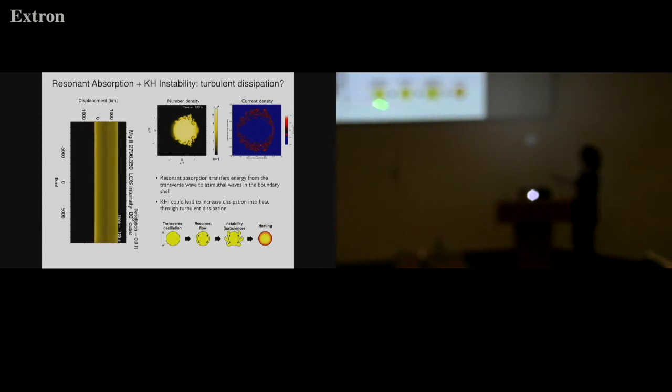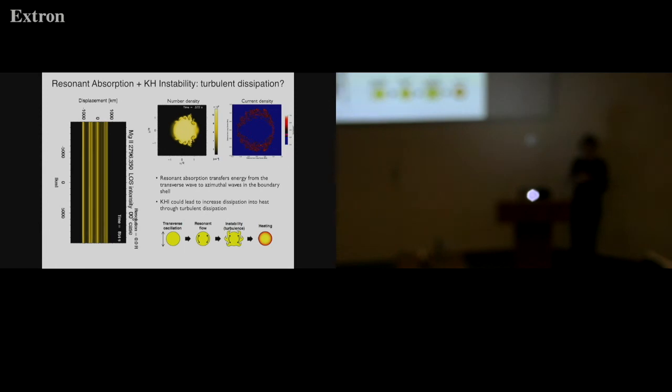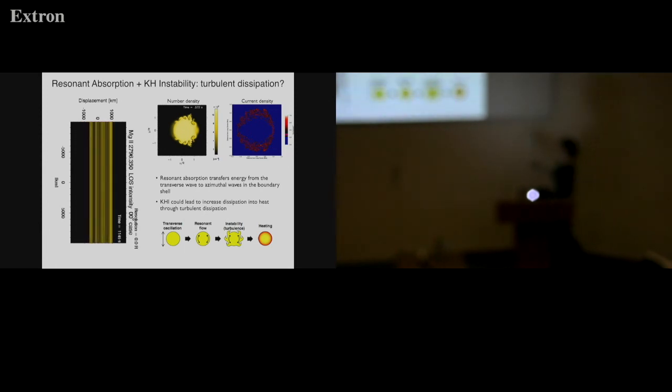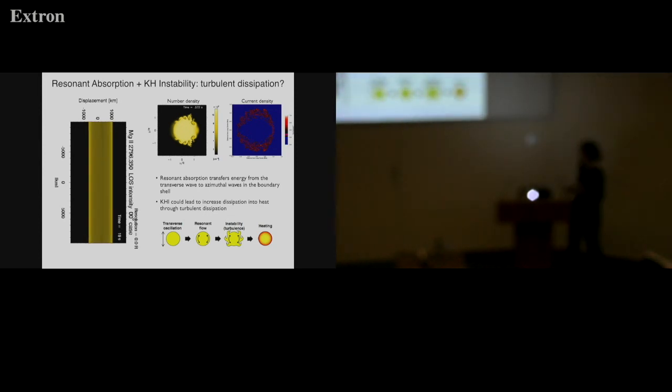So we've talked about this bit already. You get a transverse oscillation of the loop. Because of resonant absorption or mode coupling, you excite these kind of azimuthal motions in the boundary layer. But this then, because you have a shear at the boundary of the loop now with the external environment, can excite the Kelvin-Helmholtz instability, which will deform the edge of your loop, enhance the creation of small length scales, which might enhance the heating rate.